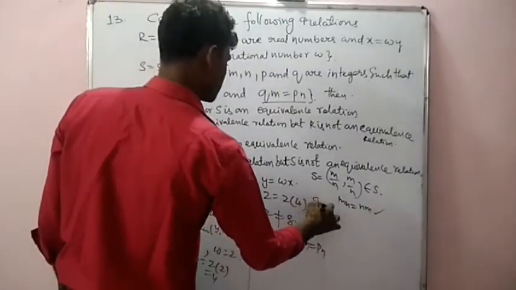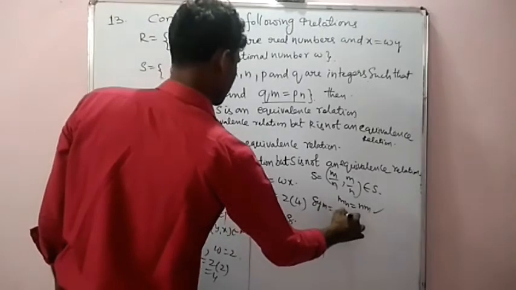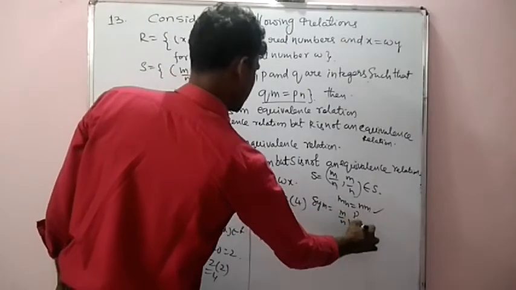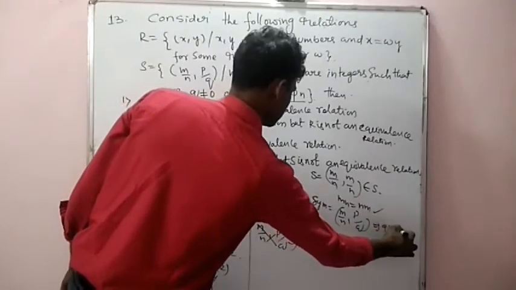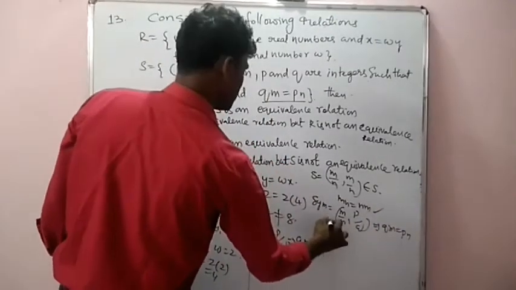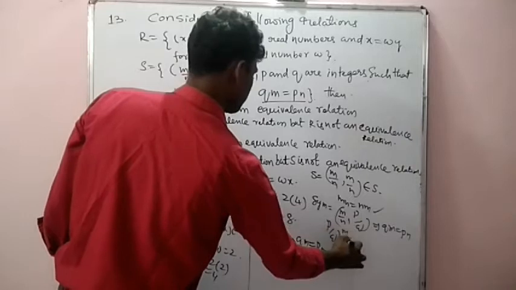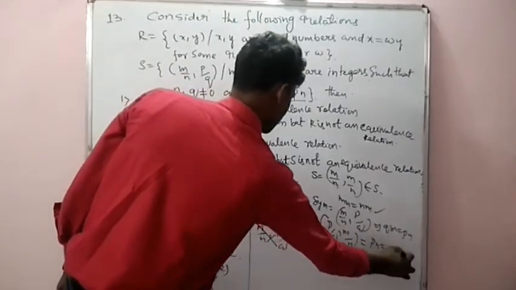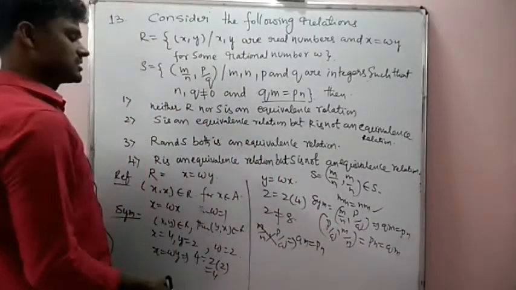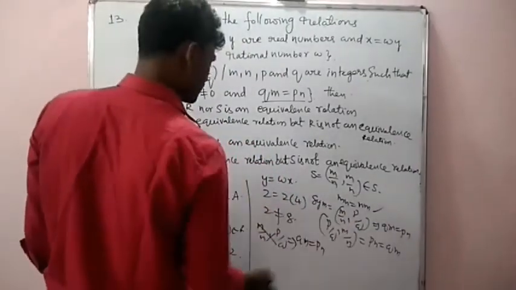Now we have to check symmetry. Take m/n, p/q, where qm = pn. Then for p/q, m/n, this is also the same: pn = qm. The commutative law holds, so symmetry is also possible.